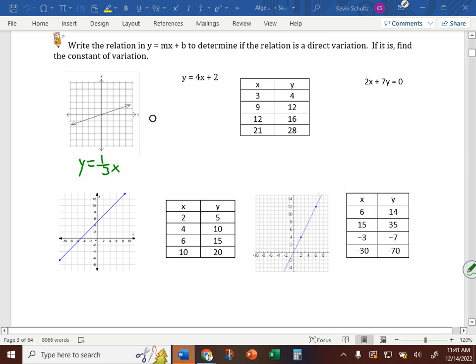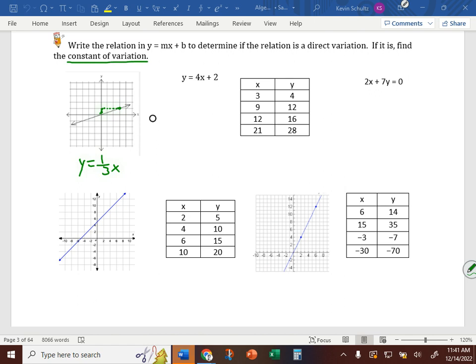And of course, that 1/3 came from the slope, right? Up 1 right 3 to get from one point to the next. And if you want to write plus 0, you can, but you don't have to. And so this would be the equation in y equals mx plus b form. And the constant of variation is a fancy way to say, what do we do to x to get to y? What is that constant change in the equation?